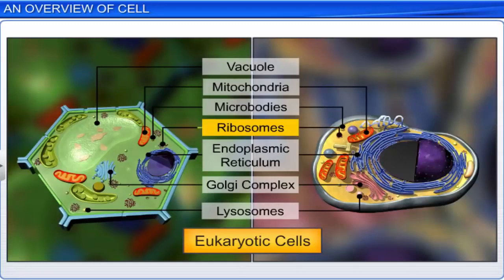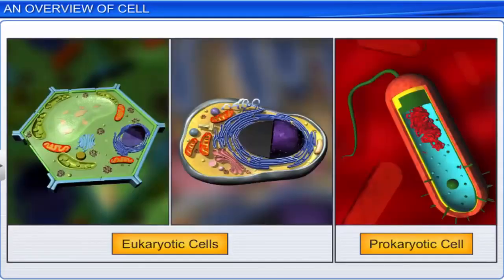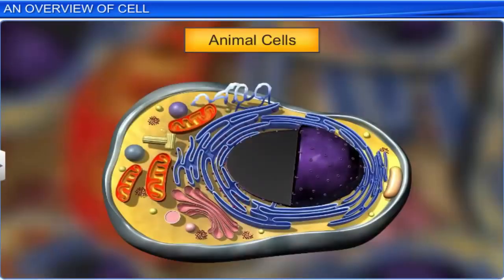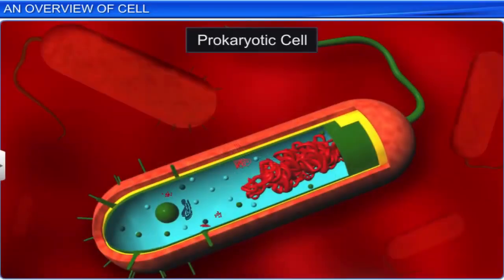Interestingly, ribosomes are also found in chloroplasts of plant cells as well as the mitochondria and rough endoplasmic reticulum of both plants and animals. Moreover, animal cells possess another non-membrane-bound organelle called the centriole, which aids in cell division. The cytoplasm of prokaryotic cells, on the other hand, lacks membrane-bound organelles but contains ribosomes and fragments of extrachromosomal DNA called plasmids.